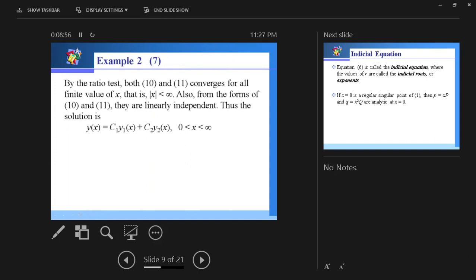So this is the first example of the Frobenius method we solved. I will give you the solution in the form of a PPT. I hope that you understand very well.